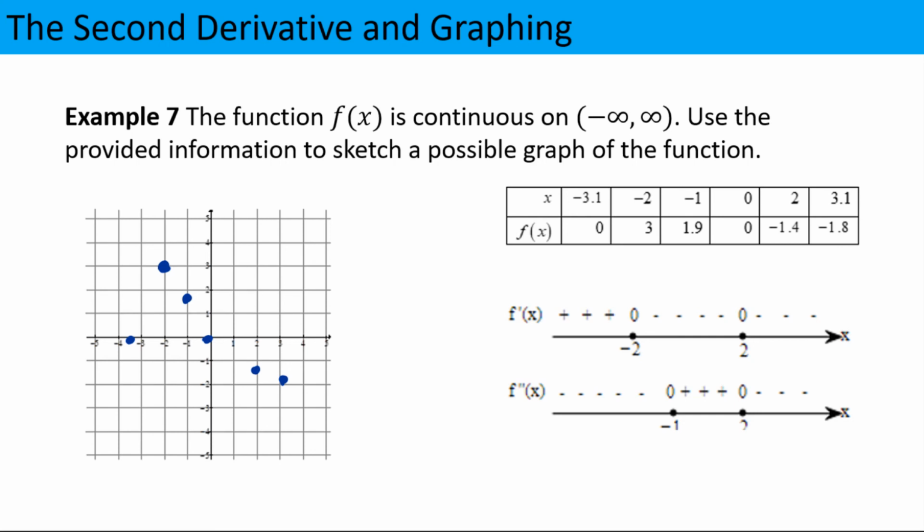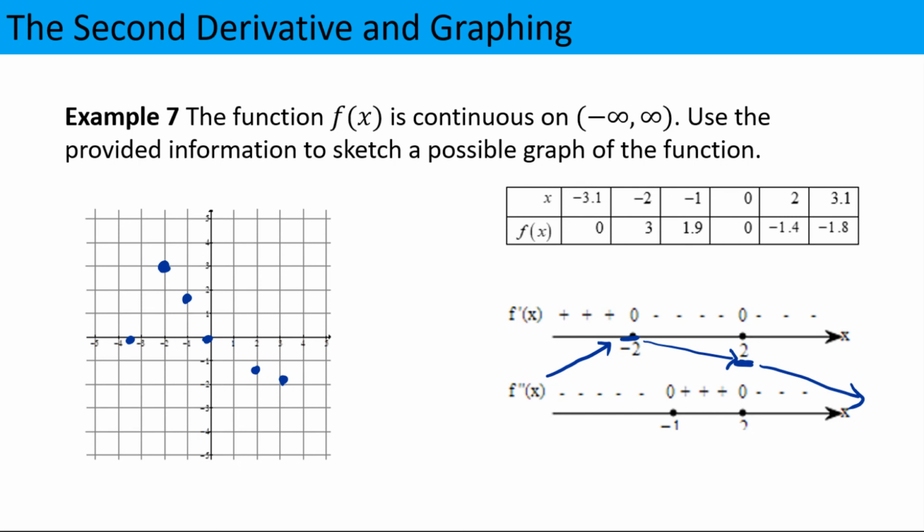Let's look at the first derivative, that's the f prime of x. The sign chart tells us that the function is increasing or rising from negative infinity to x equals negative 2. It falls from negative 2 to positive 2 and then continues to fall from 2 to positive infinity. The zeros tell us you have a horizontal asymptote at those points.